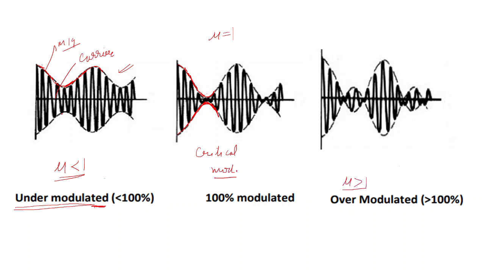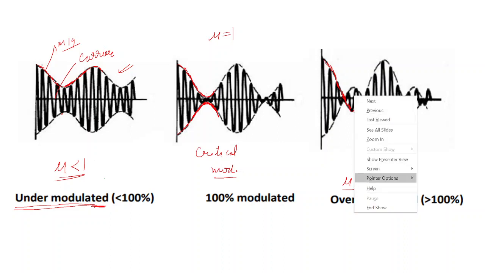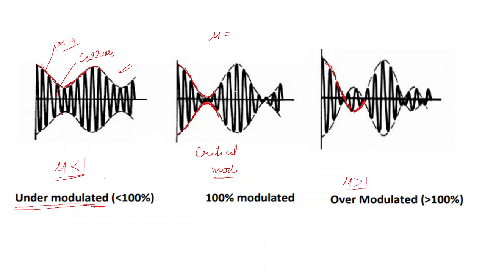Now next one, when we are talking about mu greater than 1. Now observe here, this message signal is varying in this way. One side of this signal is varying in this way, and now we are talking about the second portion of the signal, which is varying in this way. You can observe from here. Here you can see we are getting the overlapping.